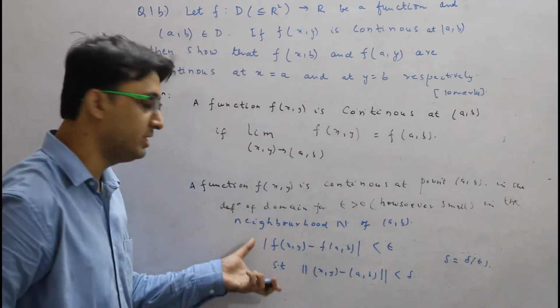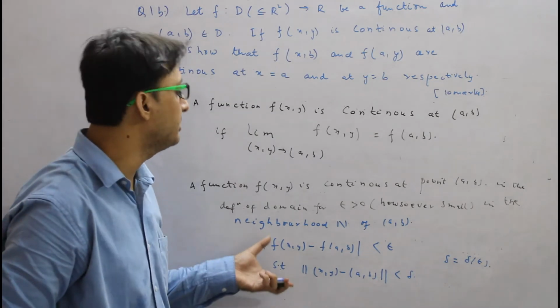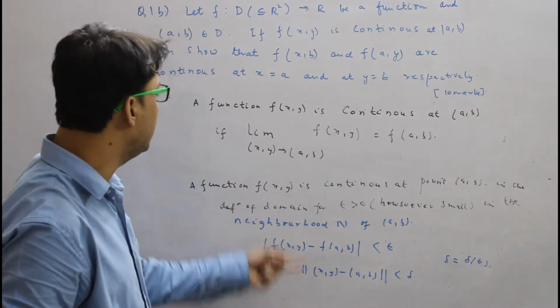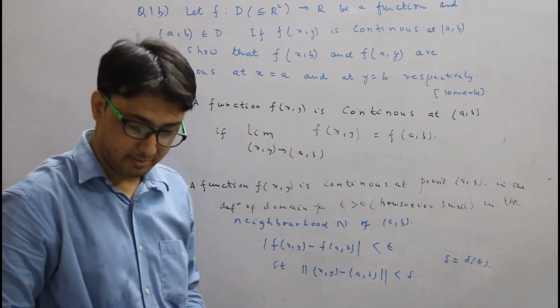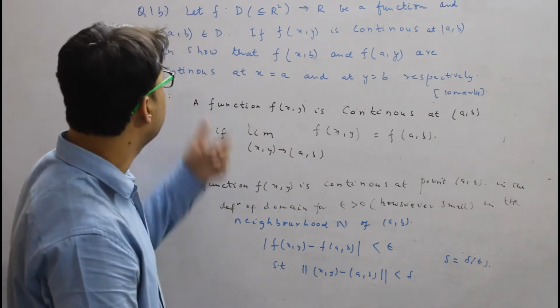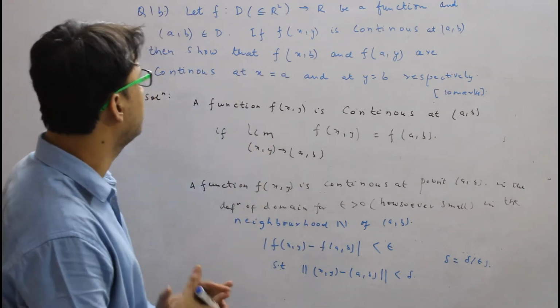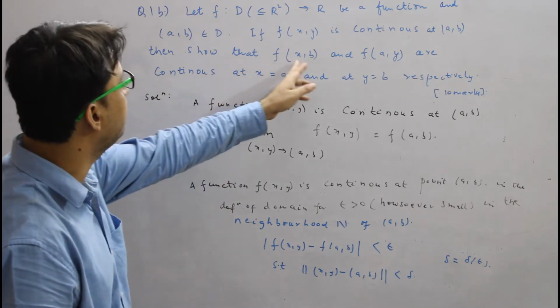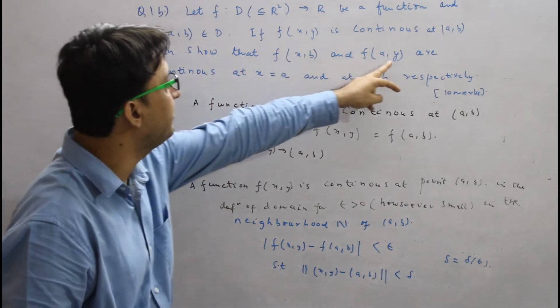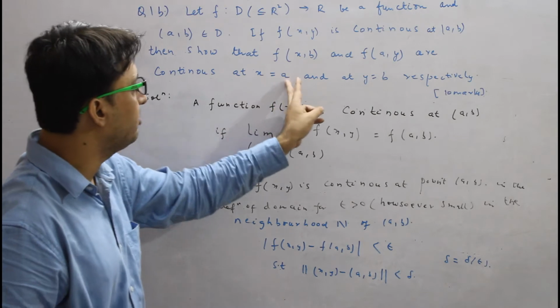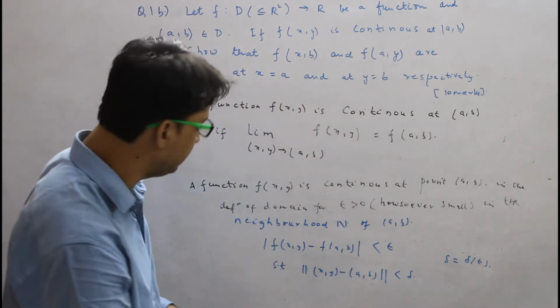Now the same concept we have used in real analysis, question number 1b. So till here the points are very similar. So now we have to further proceed with this concept, and we have to prove that f(x,b) and f(a,y) are continuous at points a and b respectively.